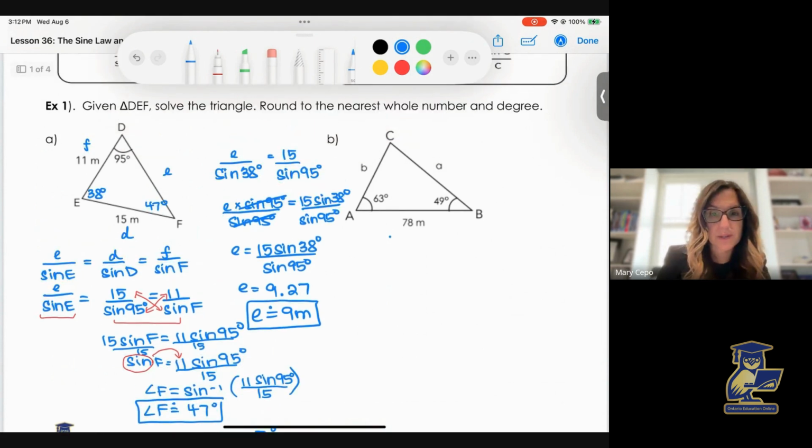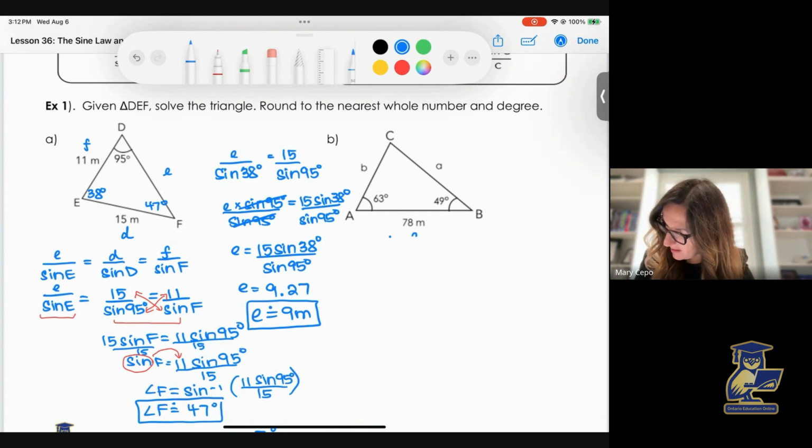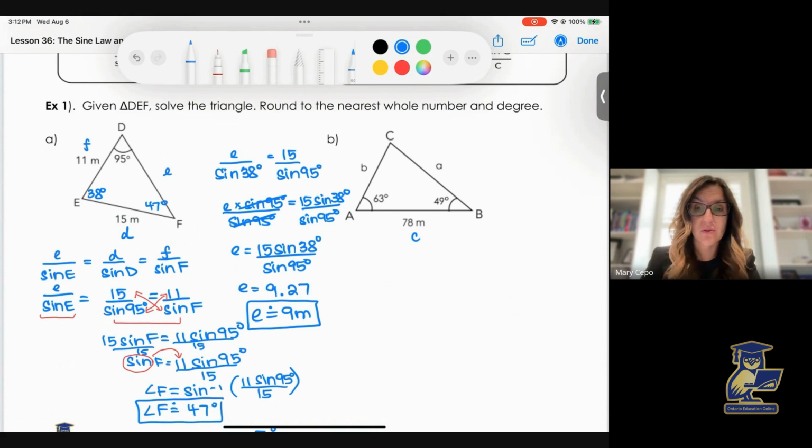All right, moving on to B, same idea. We want to make sure that everything is labeled properly. So again, across from angle C would be side C. Across from angle B is side B. Across from angle A is side A. So again, capitals for the vertices, so the angles, lowercase for the sides. So that's very critical. We want to make sure that it's universally known that all the angles are always in capital, all the sides are in lowercase.